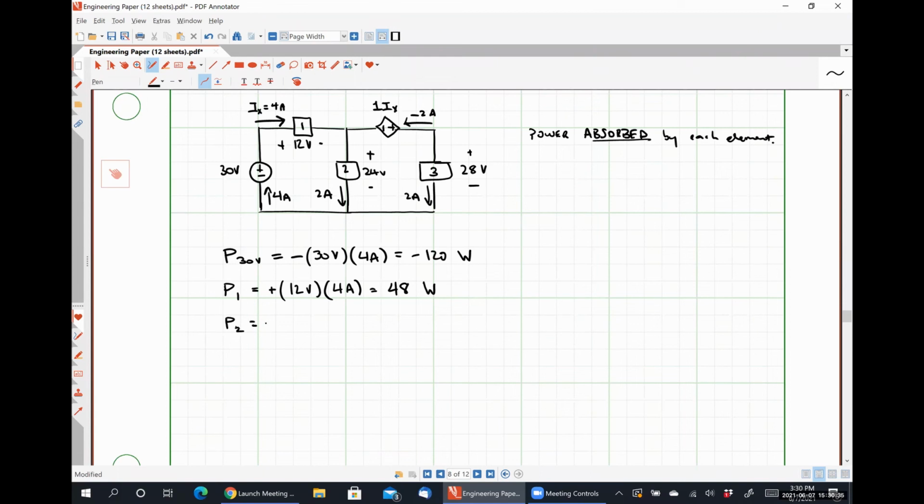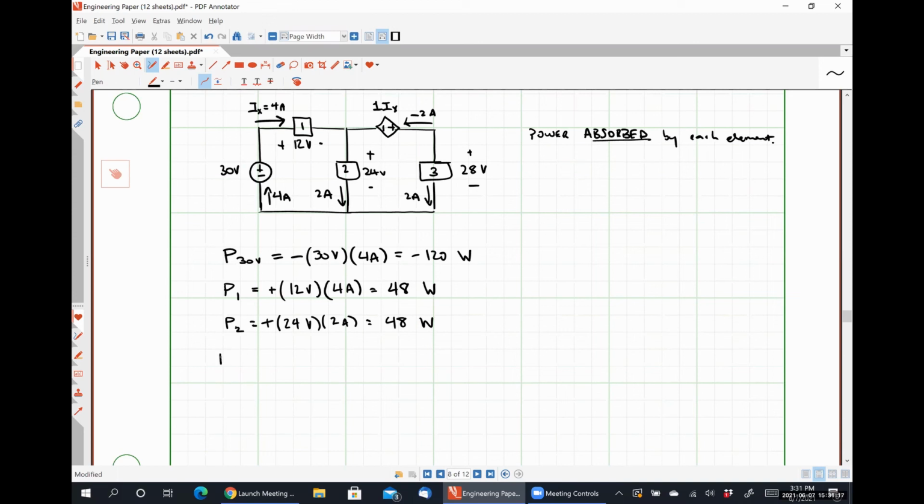Element 2, somebody else tell me what's going on here. What's my voltage? 24 volts, all right. And Mr. Menendez, what is my current? That'd be 2 amps, all right. Is the current flowing into my positive polarity terminal or my negative polarity terminal? I'd say positive. Right? It's flowing into the positive, which means we'll have a positive sign here. So we have 24 times 2 is another positive 48 watts being absorbed by element 2.